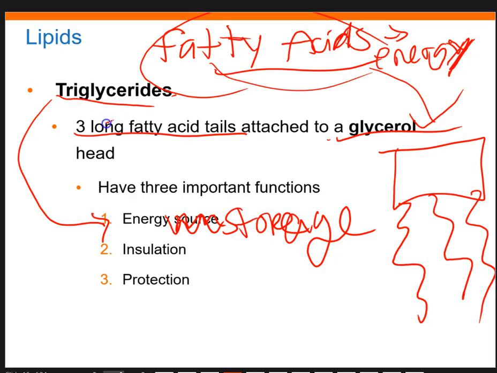So functions, triglycerides we use for energy storage. They do provide insulation and protection for the body. That's why like animals that live in the really cold Arctic have a lot of fat, right? That fat insulates the body to help keep the warmth in. And then really delicate areas often have extra fat present to protect them.